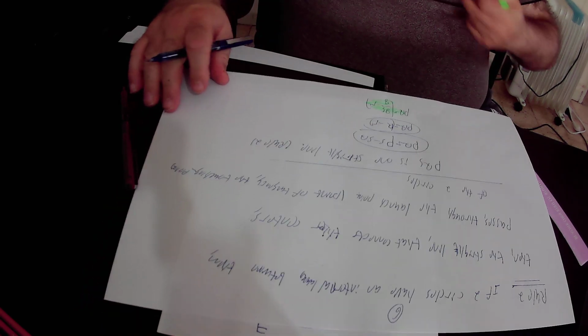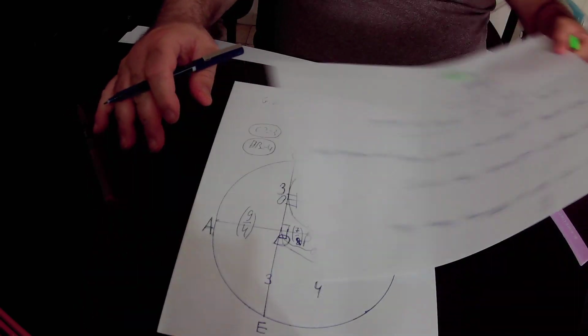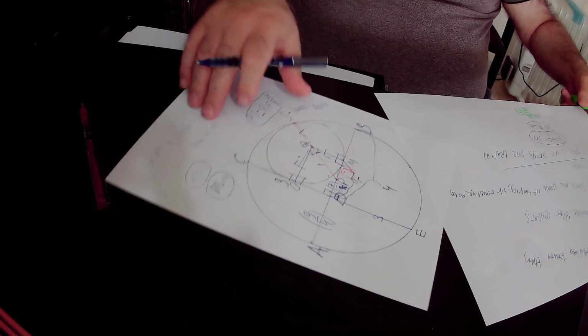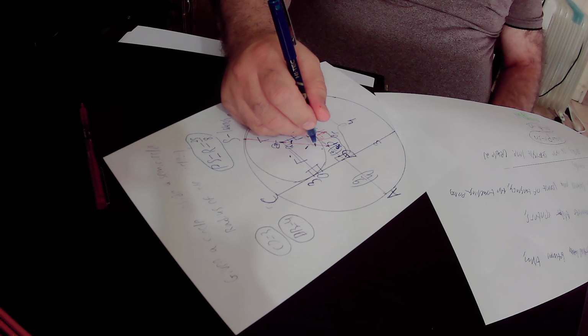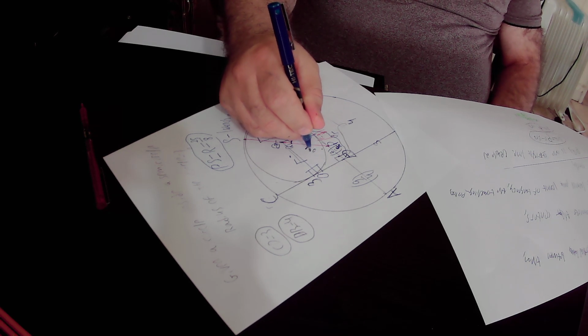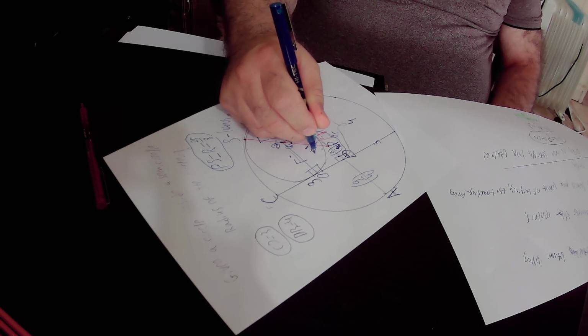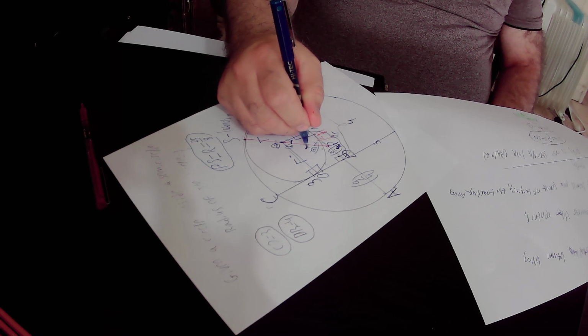So we can write here that PQ, this line segment, is equal to 25 over 8 minus r. Okay.